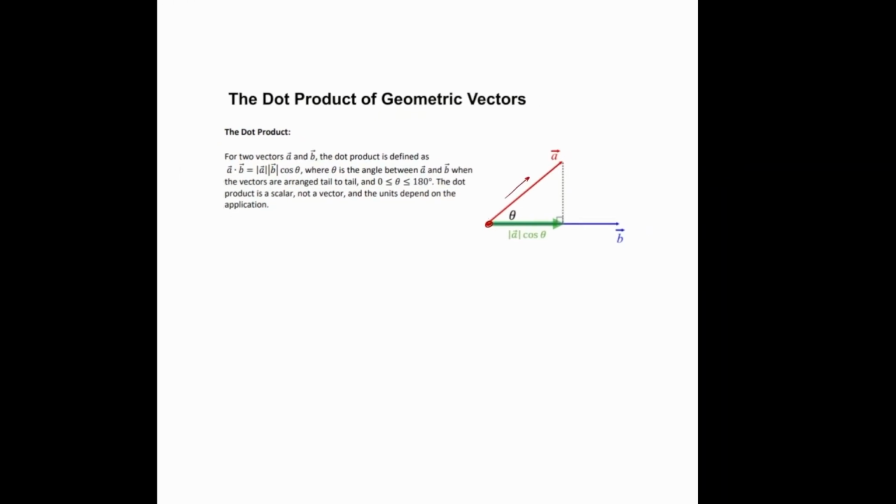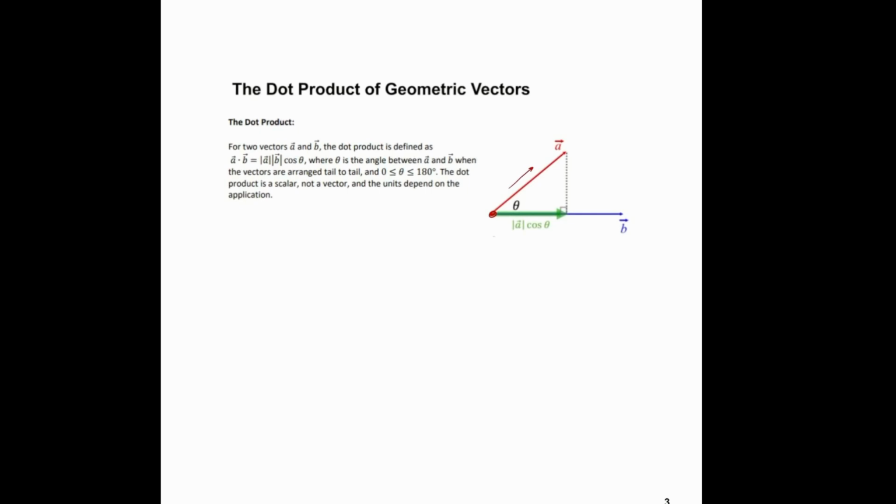Okay, so when we're talking about the dot product of two vectors, let's say we have vector A and vector B, and they've been placed tail to tail. Here's vector A coming up this way. Here's vector B in the blue going along in this direction. So we've got two vectors placed tail to tail, and there's some angle in between them.